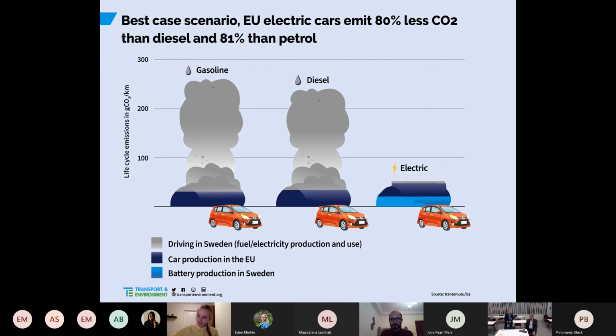The best case scenario comes mainly from Sweden or from the European Union, but mainly Sweden because of the electricity production in Sweden.